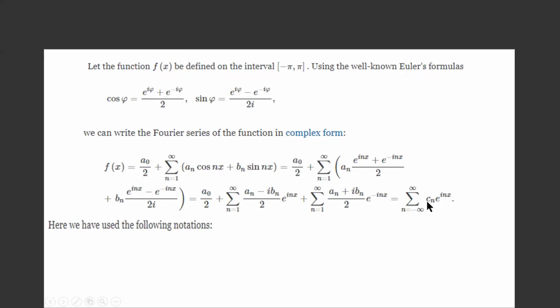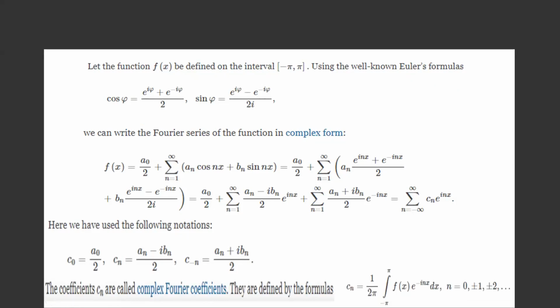Instead of having three coefficients, as I said, in the real Fourier series, A0, An, and Bn, you will have only one coefficient, Cn. And you can notice that C0 is A0 over 2, and Cn is the conjugate of C minus n. Conjugate means you change the sign of the term including i.